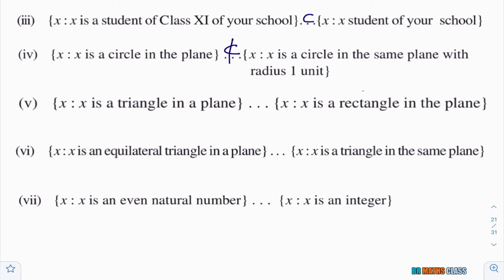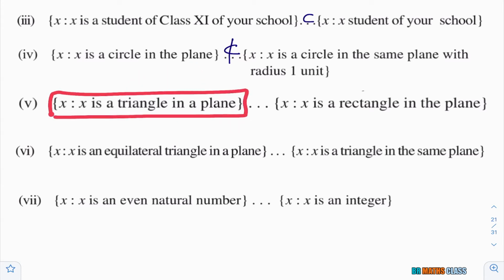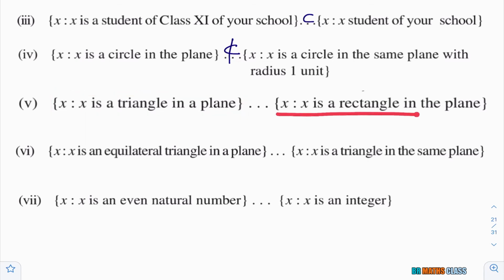You observe this fifth bit. X is a triangle in a plane. This set contains all the triangles: equilateral triangle, scalene triangle, different triangles are present in this first set. Okay, now this set contains rectangles. It is very clear that if I take one triangle from this, it is not present in this set, because this set contains only rectangles. So here clearly we can say that not a subset is the suitable symbol.